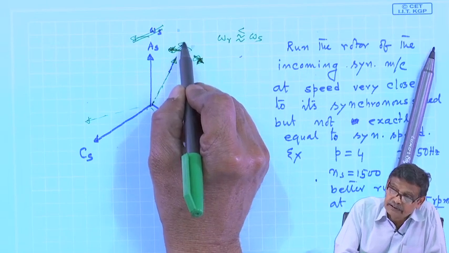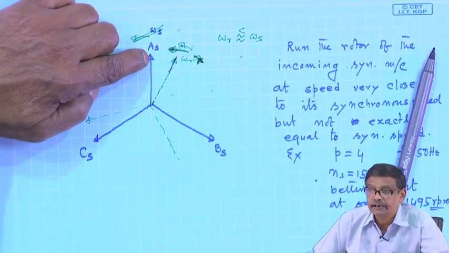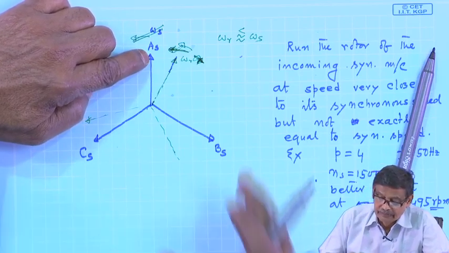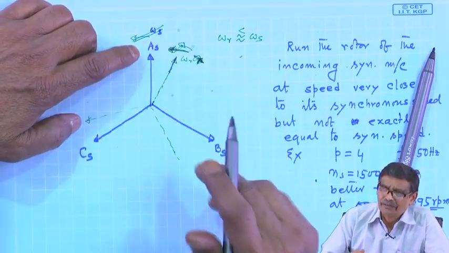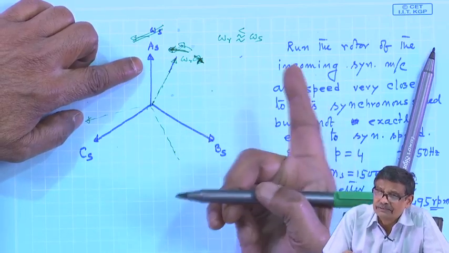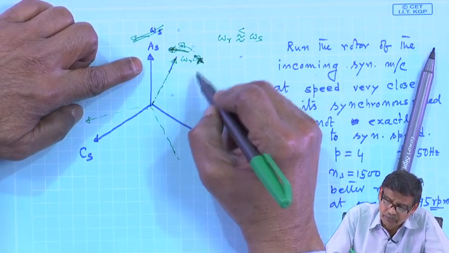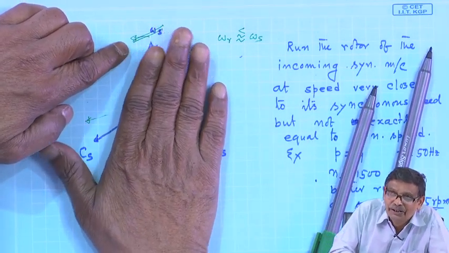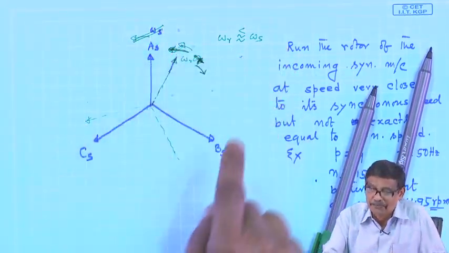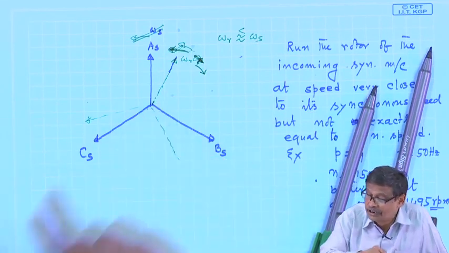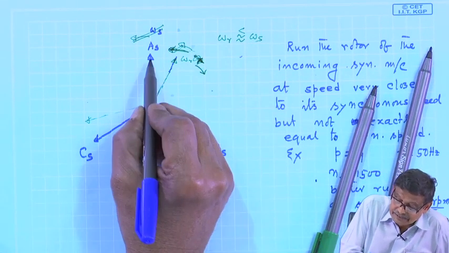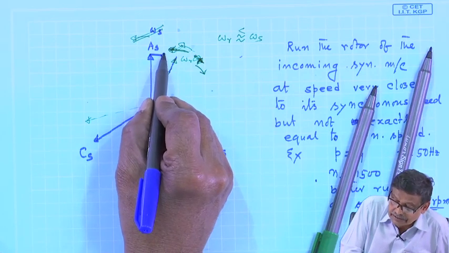Positive, this one, is it sitting here? It will see that it is moving in the relative speed, either omega s is greater, so it will move in this direction, but at a very low speed, 5 rpm. If it is 1500 rpm, if it is 1490, at 5 rpm. In that case, I have created a situation.